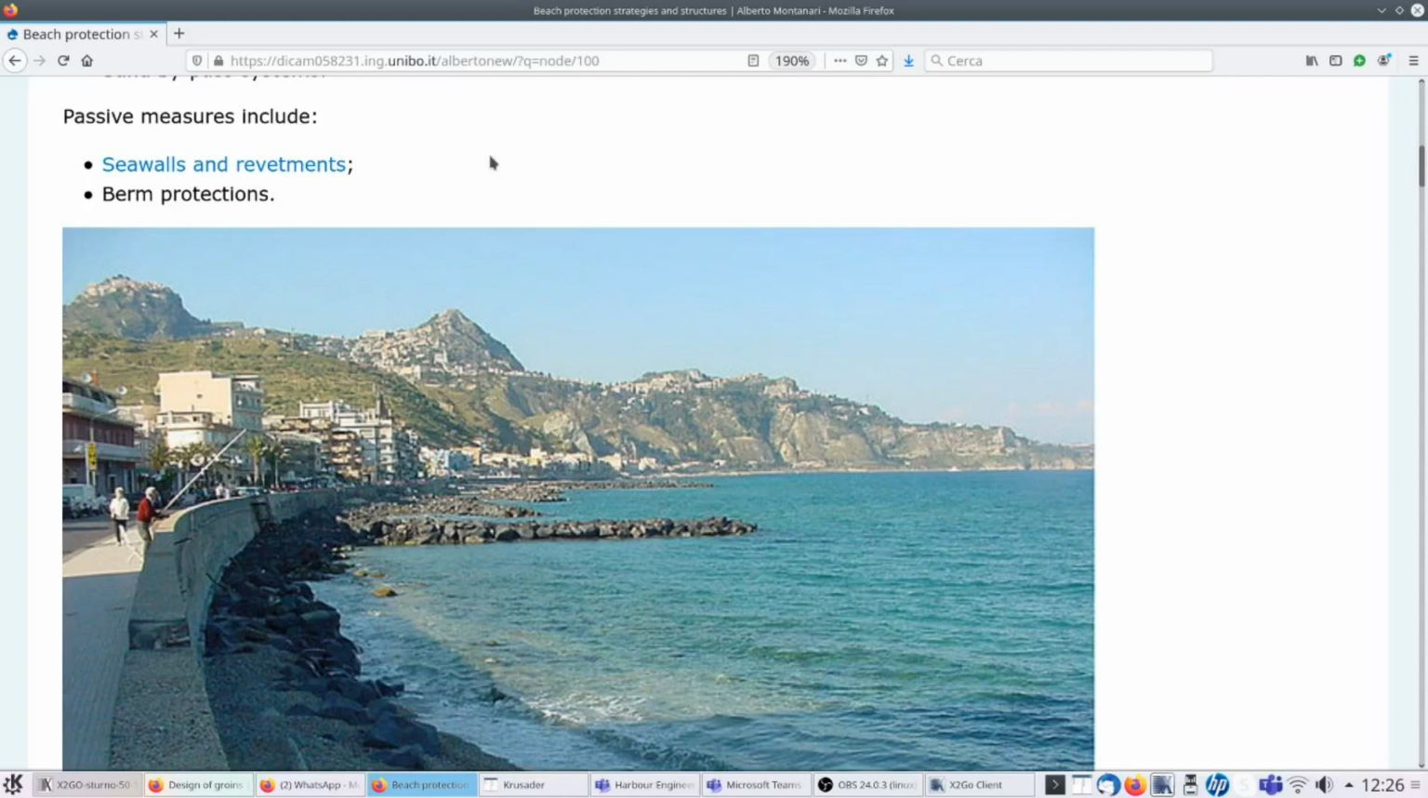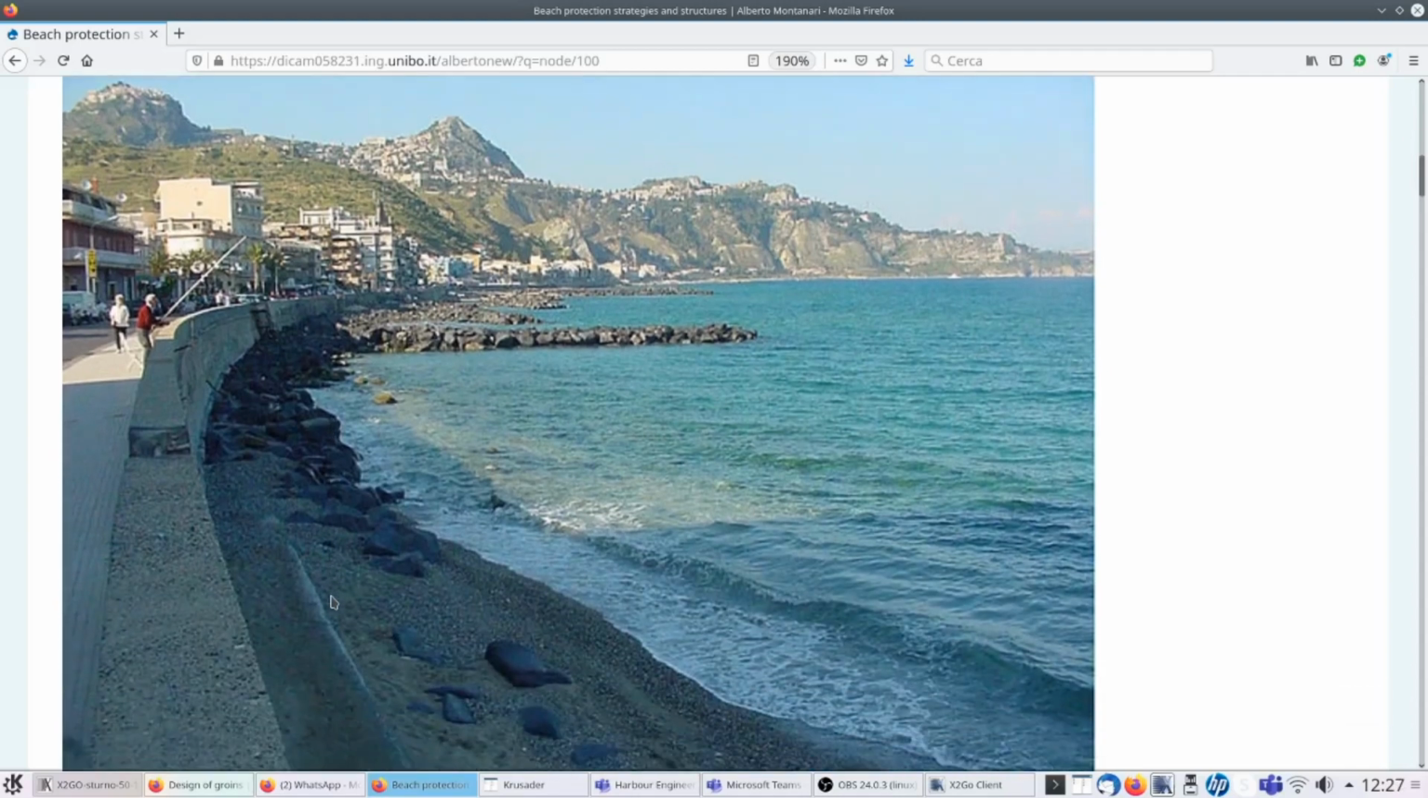They can be made by stones, like you see in this figure. In this figure, you have a seawall just on the right of the sidewalk, and at the base of the seawall, you have rock revetments to protect the foundation of the seawall. And these are also called rip-rap revetments.